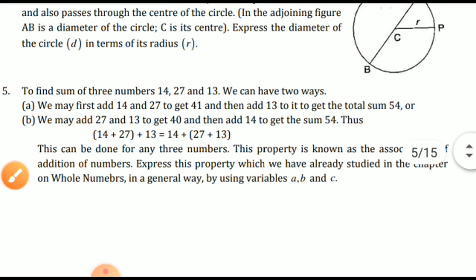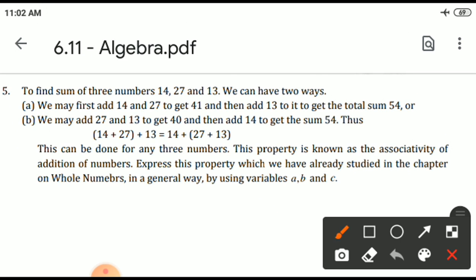Fifth question. To find the sum of three numbers 14, 27 and 13, we have two ways. First, we may add 14 and 27 to get 41 and then add 13 to get the total sum 54. Or we may add 27 and 13 to get 40 and then add 14 to get 54. So we can write this statement this way. पहले दो नंबर लिए, बाद में थर्ड नंबर ऐड किया. Two numbers are put in the bracket and then equal to sign. First number is separate and second and third numbers we can join.